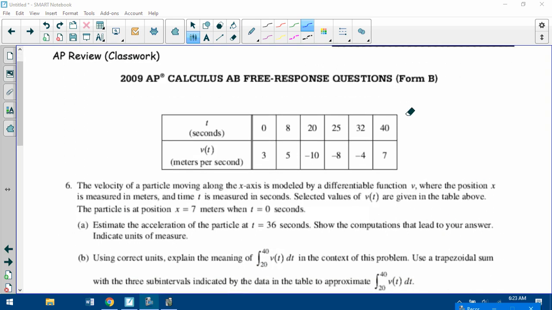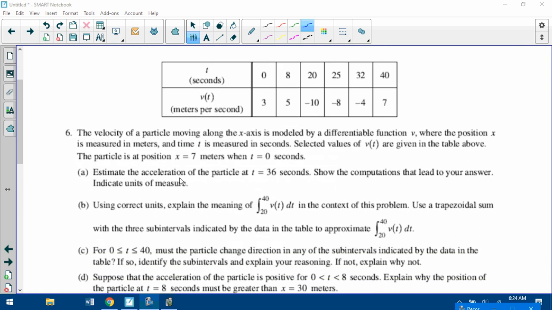So if you're able to, if you have this in front of you, great. If you're able to print it out, that's probably preferable. If not, definitely write this down on a separate sheet of paper. You can even write down which question it was, so you can go back and look at it later. But this is from 2009, and it's question 6.